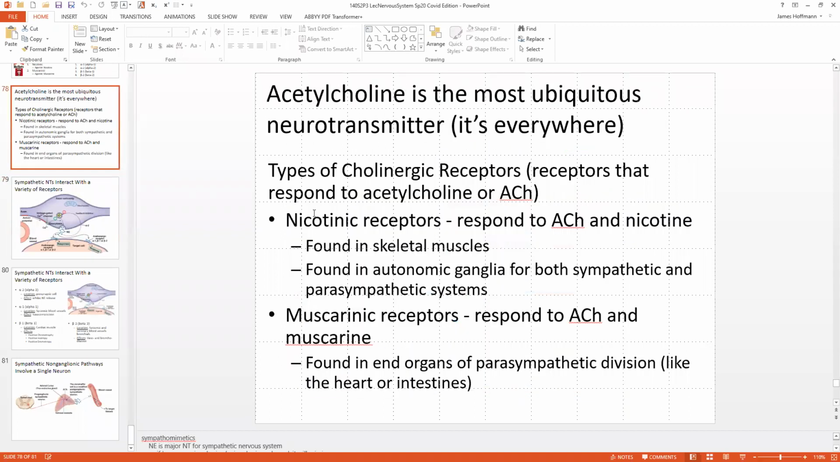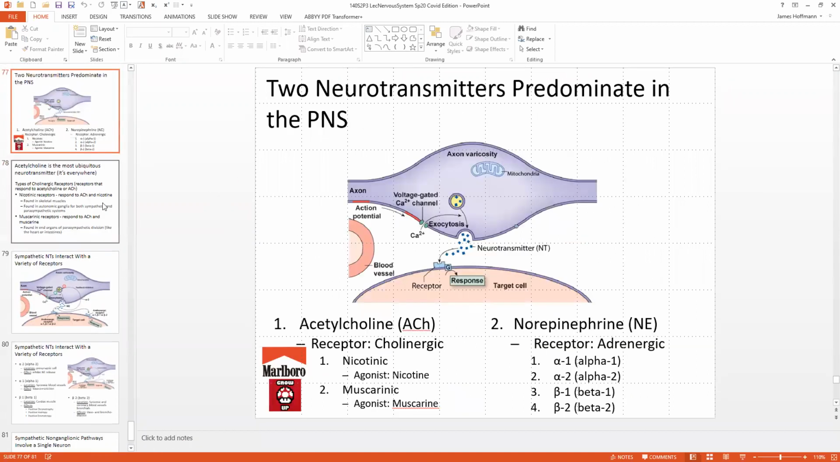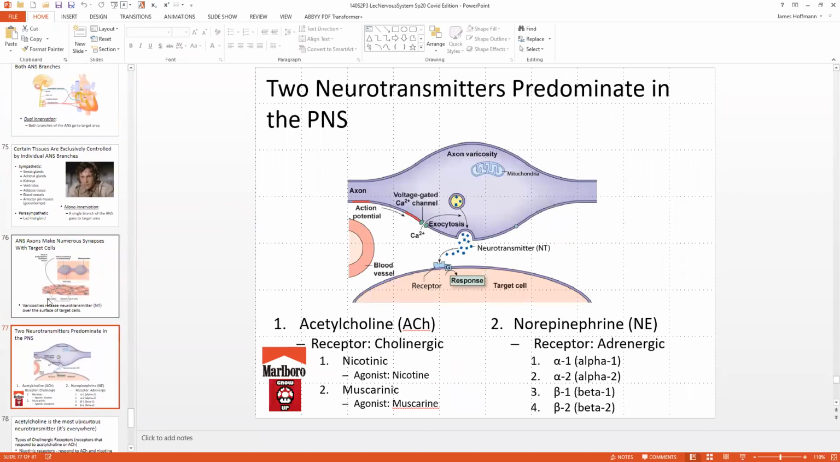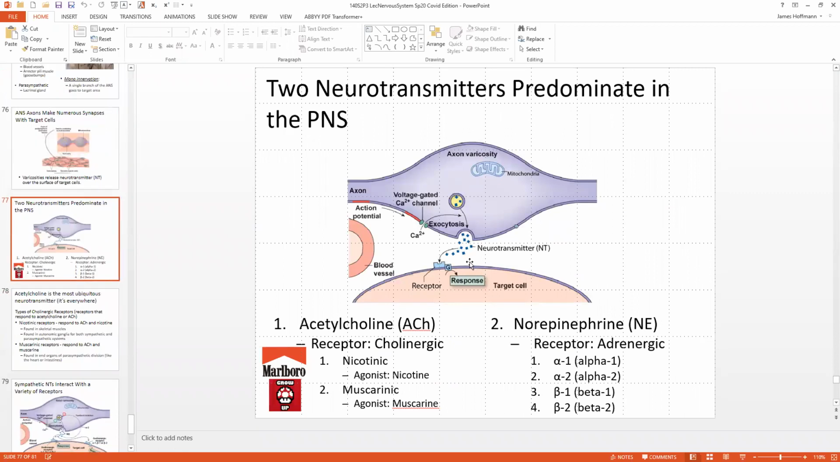So let's look at neurotransmitters. Actually, let's go up one more. No, this one's fine. So the question was asked about neurotransmitters, and we'll go into more detail in a minute. But in the peripheral nervous system, there's not only two neurotransmitters, there's more. As an example, there are certain cells that have ATP released as a neurotransmitter, things like that. But there are two types of neurotransmitters in the peripheral nervous system we're going to worry about.